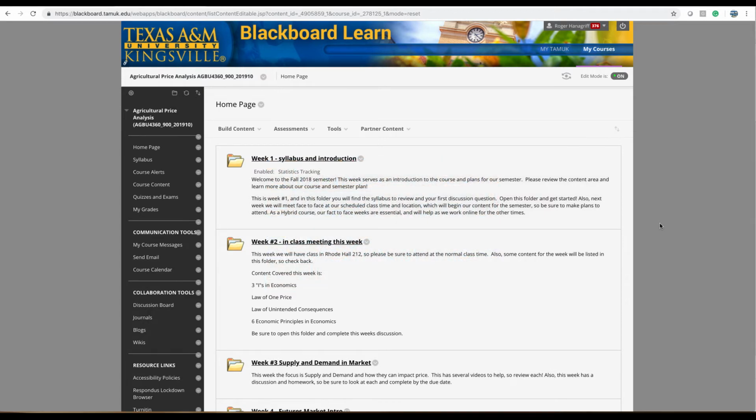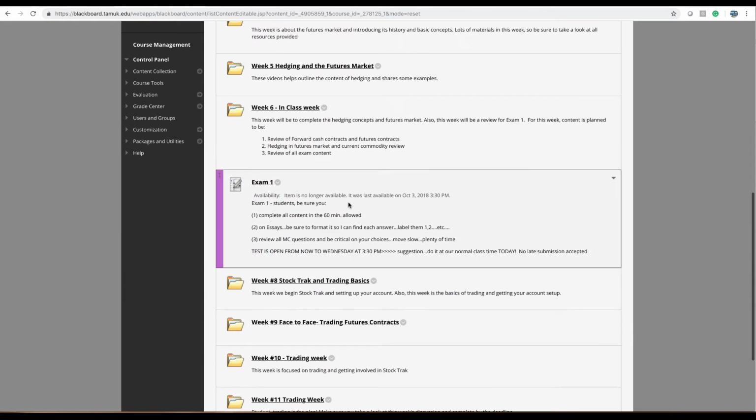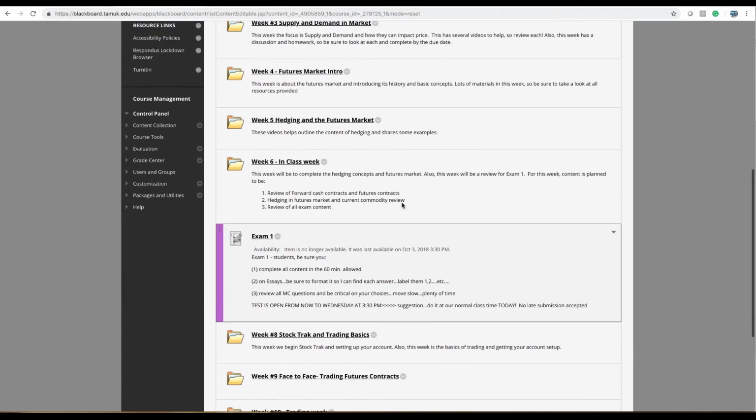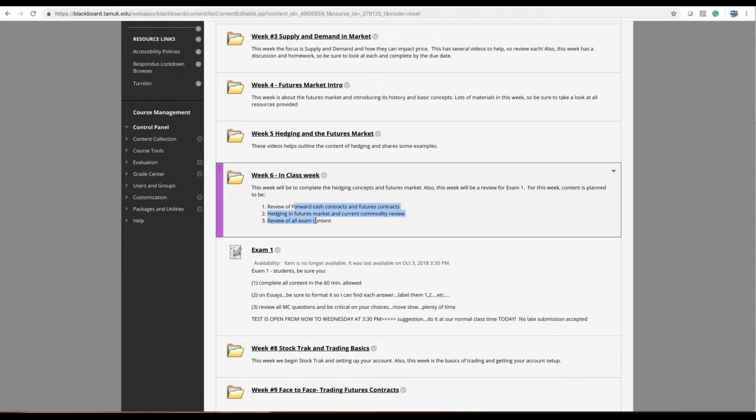Let's take a look. All right, when you go to Blackboard for your class, you can see all the way up to Exam 1 is the content we've had. Now, right here in Exam 1, the futures market and hedging, a lot of this relates, especially in this last week where we reviewed, a lot of this relates to what we're doing now in stock track. So, Exam 2 will include terms that have to do with hedging, the futures market, options contracts.